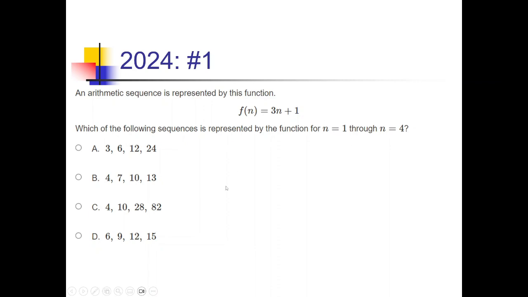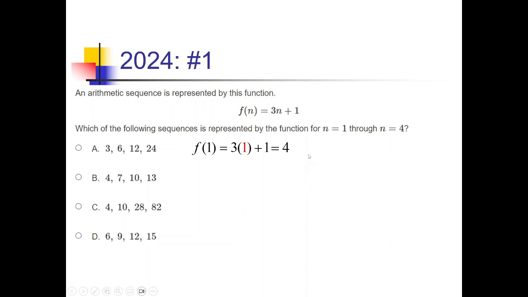through n equals 4. If you're not sure what an arithmetic sequence is, one thing you can do is simply plug in the n value 1 into this function to see what we get. So that would be 3 times 1 plus 1. 3 times 1 is 3. 3 plus 1 is 4.